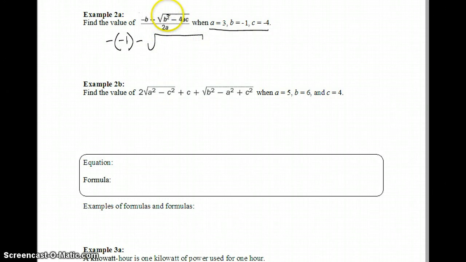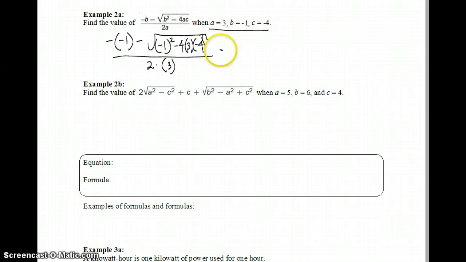And here we go, we have another b squared, so we're going to put a -1 squared minus 4, and they say a is 3 and c is -4. Make sure this is written properly, and then you have 2 times 3 on the bottom because 3 is for a. So now let's simplify that.